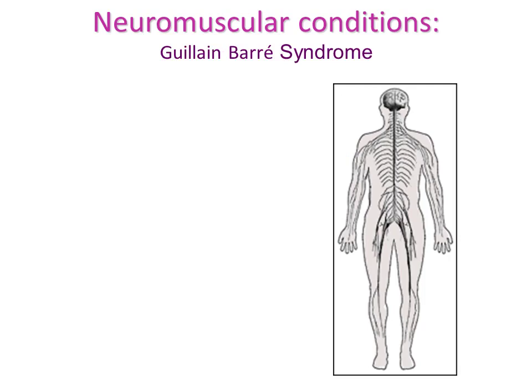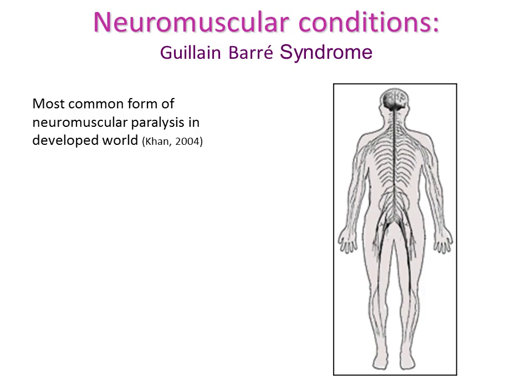So, looking more closely now at Guillain-Barré syndrome. Guillain-Barré syndrome is the most common form of neuromuscular paralysis in the developed world.